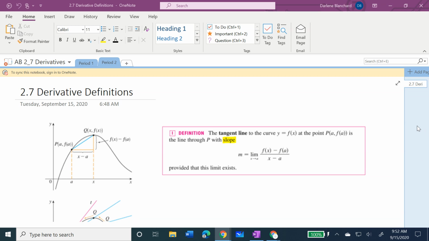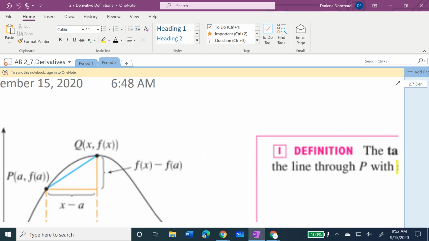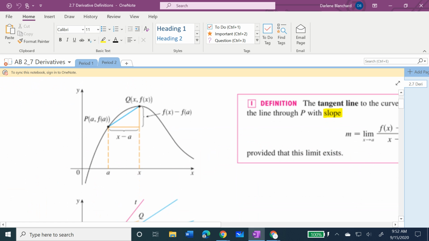Okay, definitions of derivative. Derivatives are tangent lines, but what is a tangent line? I'm going to zoom in here. There we go. Thank you, touchscreen, for listening to me.